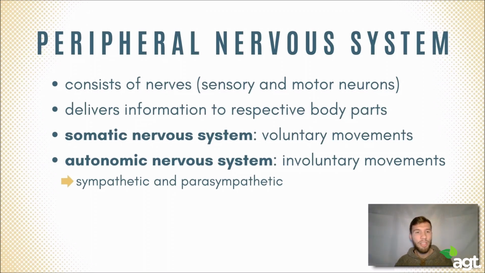We differentiate between the somatic nervous system, which is responsible for all voluntary movements, and the autonomic nervous system, which is responsible for all involuntary movements and can be categorized again into the sympathetic and the parasympathetic nervous system, which we will talk about now in the next chapter.